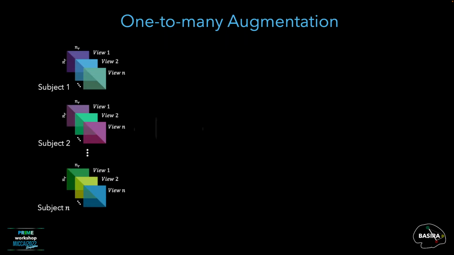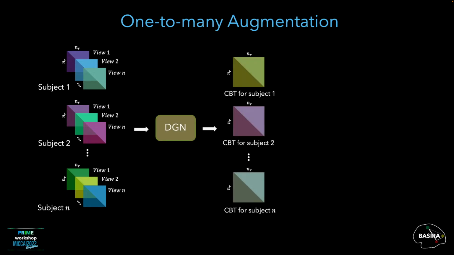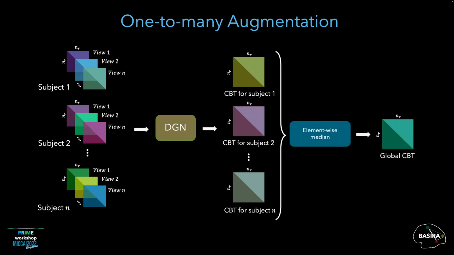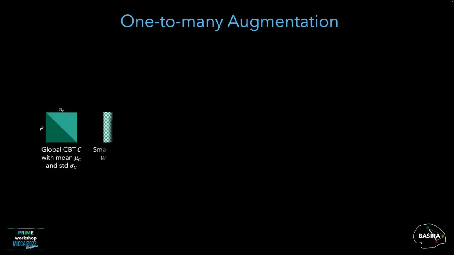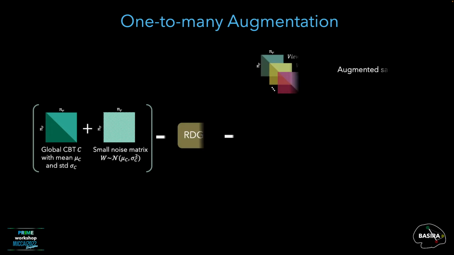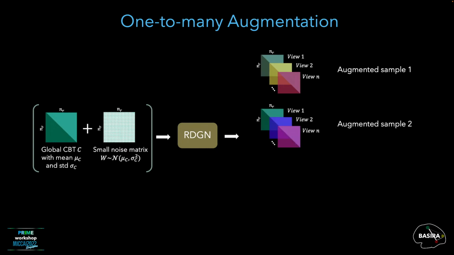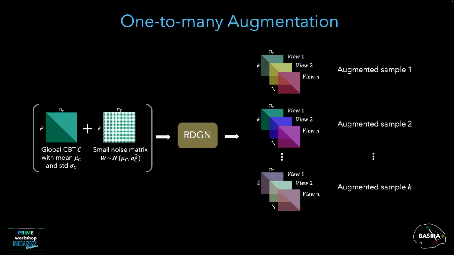To use our framework as a one-to-many augmenter, we first need to obtain a CBT for each subject using the trained DGN network. This process fuses multiple views into a single view graph. Then, we take the element-wise median of all the CBTs to get a global CBT that is representative for the whole set of subjects. Then, we take the global CBT and we sample a small noise matrix from the normal distribution with the mean and standard deviation of the global CBT. We create a new matrix by element-wise adding noise to the global CBT and feed it into the trained RDGN network to obtain an augmented sample. In each augmentation step, we sample a new noise matrix and augment a different sample.